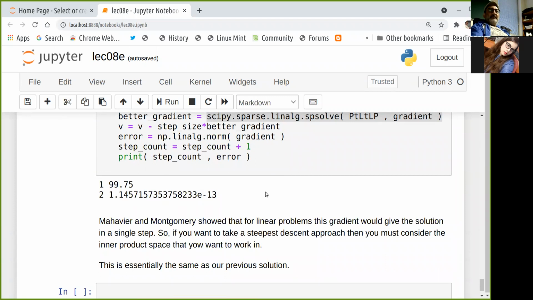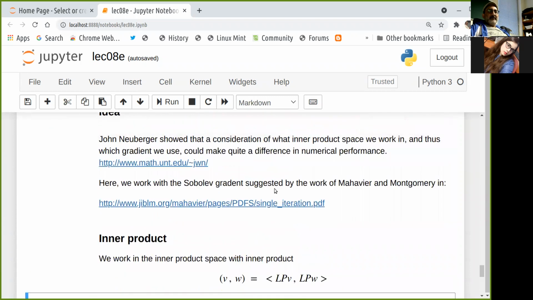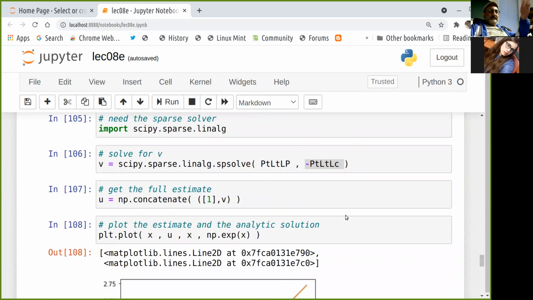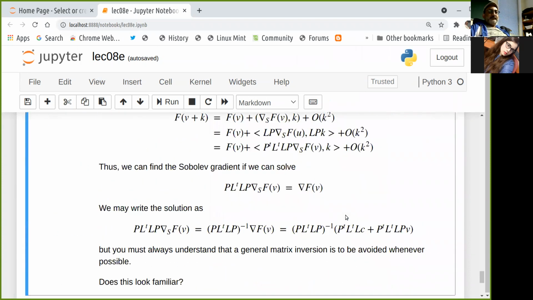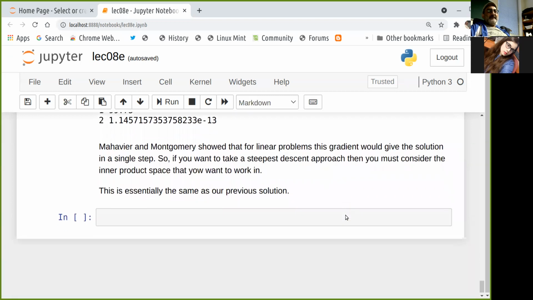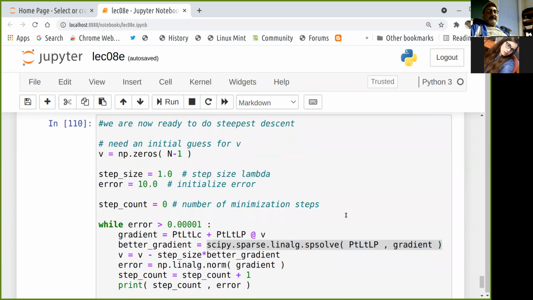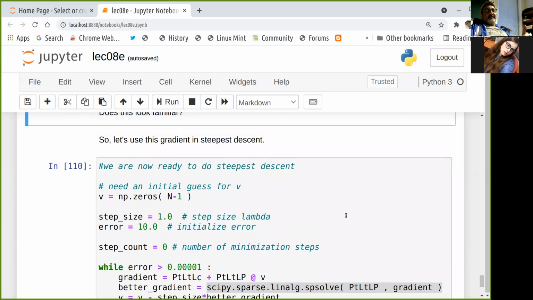Okay? So Mojave and Montgomery showed that for linear problems, this approach, this different gradient that you would get, gives you a solution in a single step. And in fact, this is exactly equivalent to what we did over here when we set the gradient equal to 0 and we solved. It was the same thing. Okay, so the choice of inner product when you're doing a gradient descent scheme, the choice of which inner product to use and therefore which gradient you will use, these are terribly important.